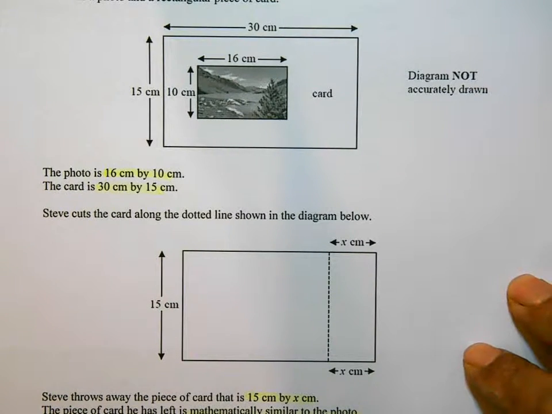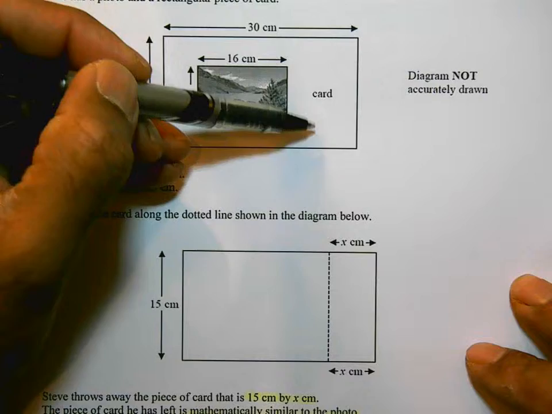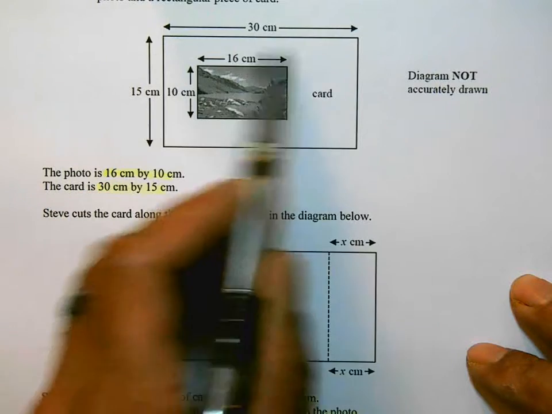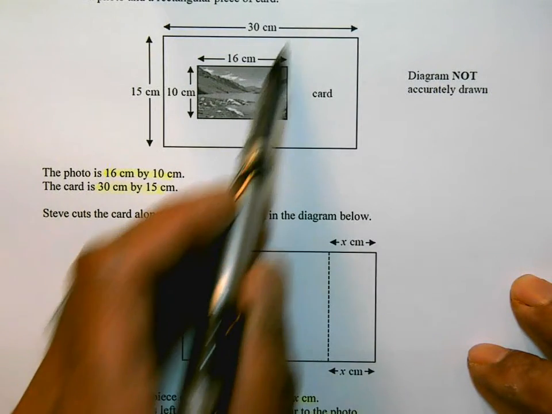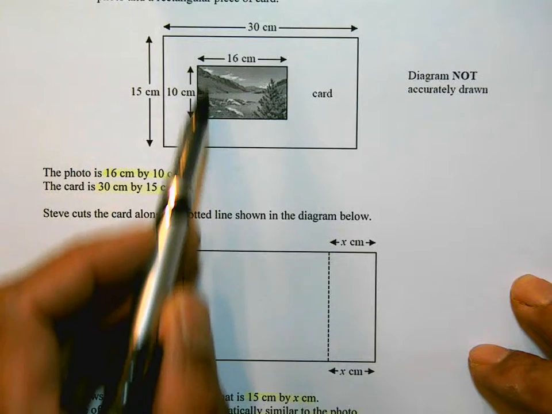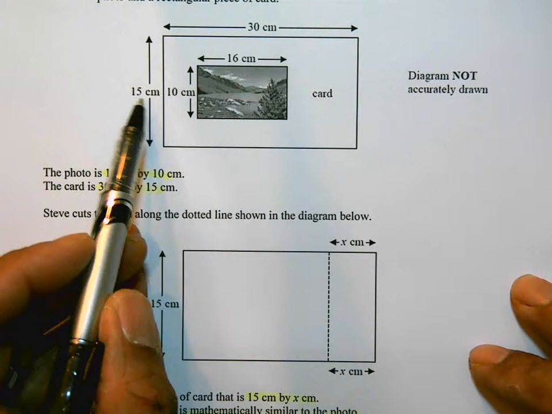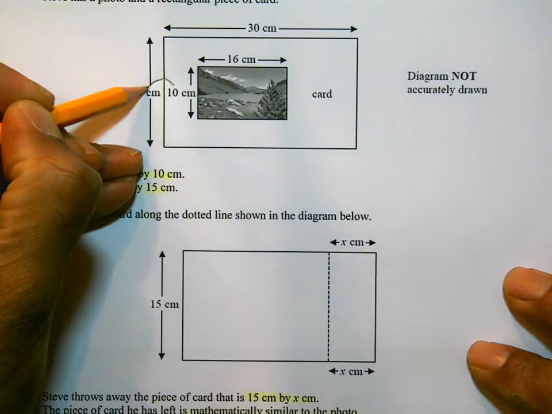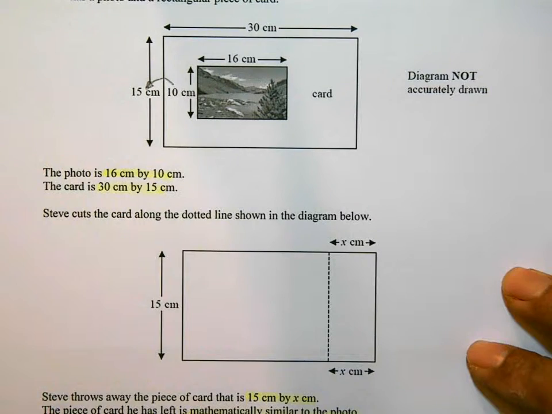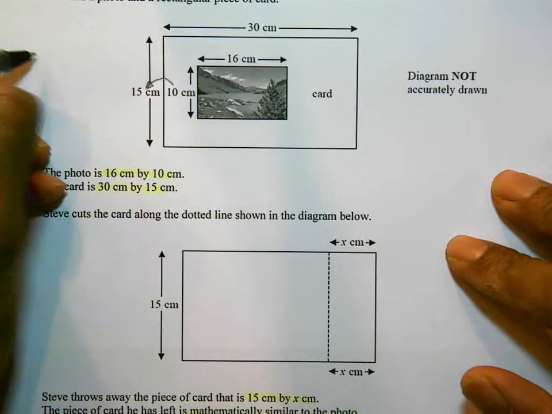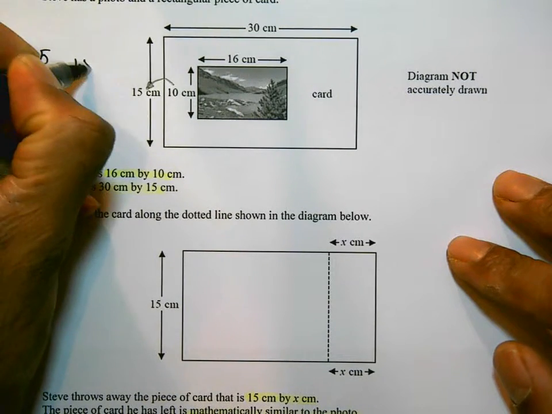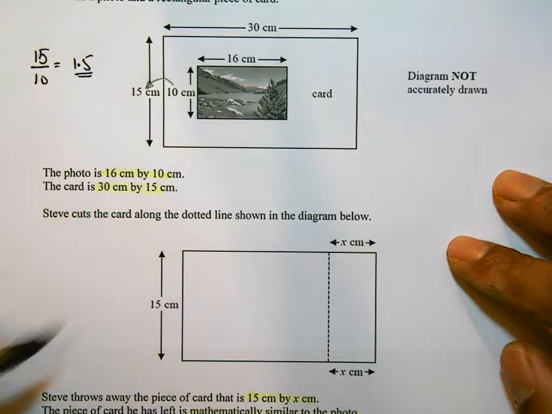Now, because he's going to cut it off over here, the length of the photo and the length of the card, they're not in proportion. This is the bit that needs to be. But the width of the photograph and the width of the card, they're in proportion. So I need to think about the multiplier that gets me from 10 to 15. To do that, I need to do 15 divided by 10. I should know that that's going to be 1.5. So that's my multiplier.